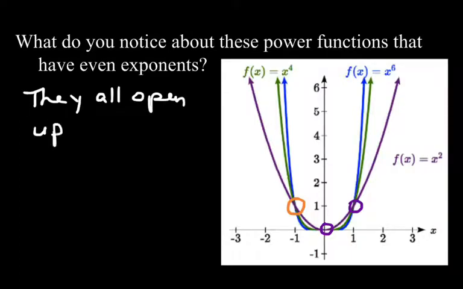Which means they're going up on the right-hand side of the graph and up on the left-hand side of the graph. And we're going to use that information to help us as we talk about polynomials. So we want to keep that in mind, make sure you make note of that. If it's an even exponent in the power function, on the left-hand side, the function will go up, and on the right-hand side, the function will go up.